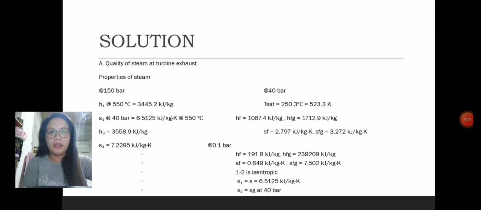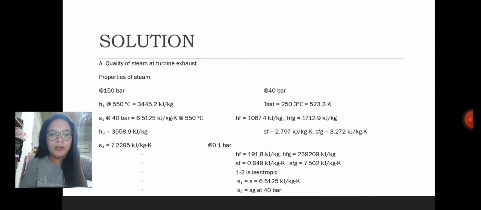Solution. First, we will find the quality of steam at turbine exhaust. We will find first the properties of steam using the steam table. At 150 bar, the enthalpy 1 at 550 degrees Celsius is 3,445.2 kJ per kilogram. The entropy at 40 bar is equal to 6.5125 kJ per kilogram Kelvin at 550 degrees Celsius. The enthalpy 3 is equal to 3,558.9 kJ per kilogram, and the entropy 3 is equal to 7.2295 kJ per kilogram Kelvin.